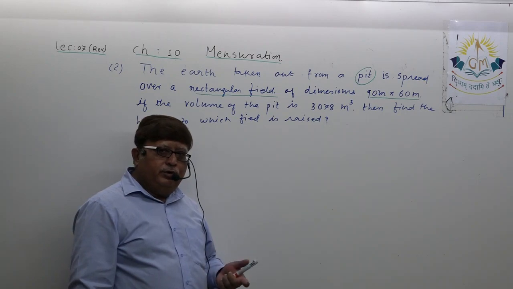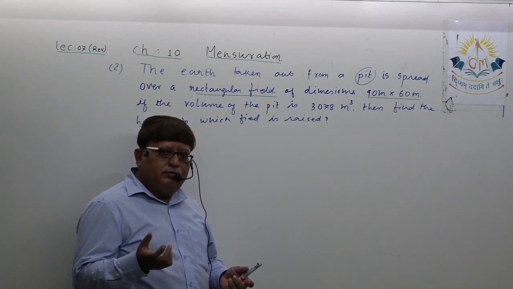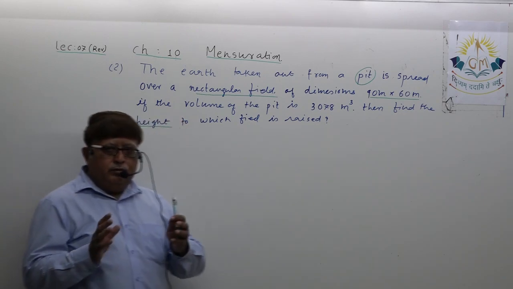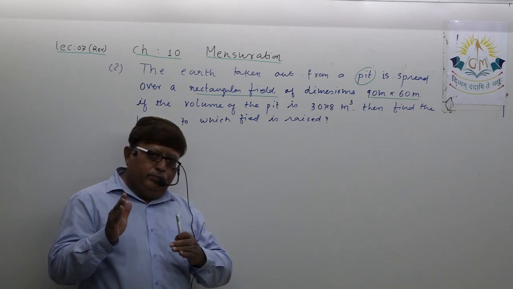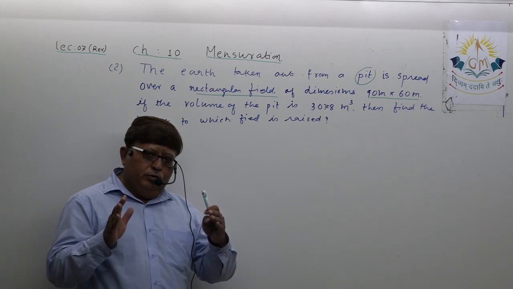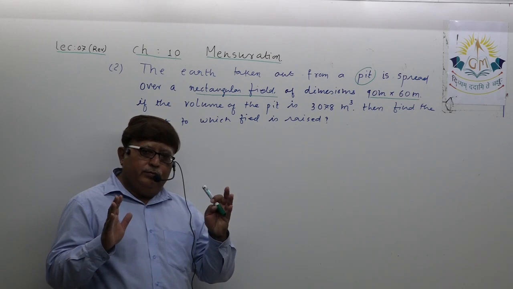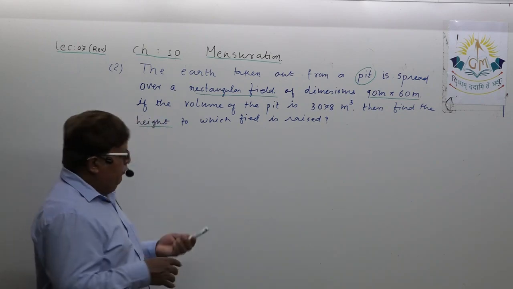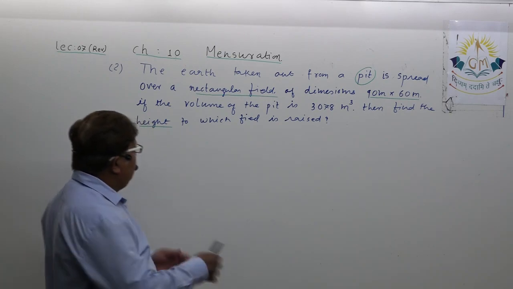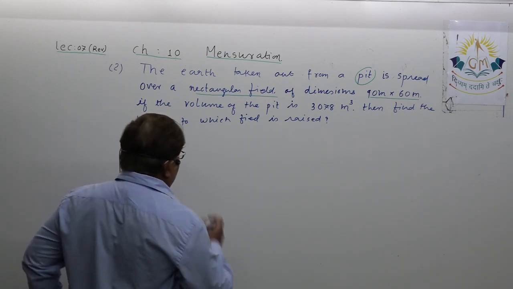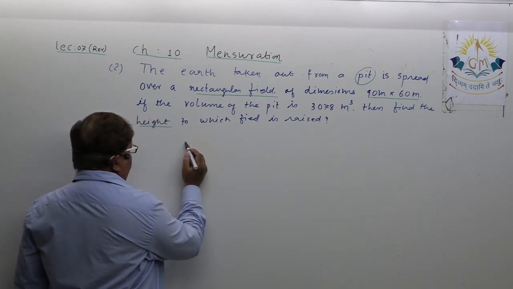3078 cubic meter. Now when you have the volume of the pit, that means you are going to compare two volumes here. Volume of pit and volume of rectangular field. Both are cuboidal in shape. Understood? So I would like to write this way. Just understand, dear student.